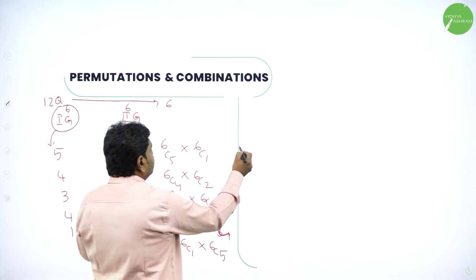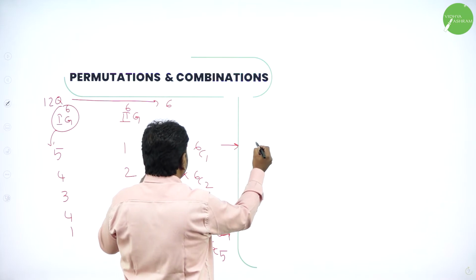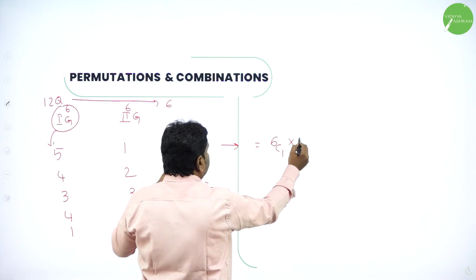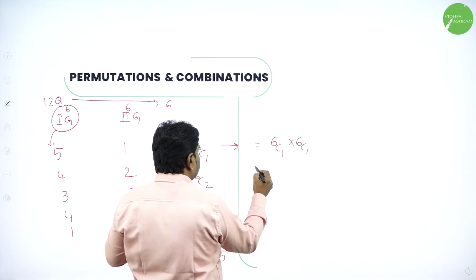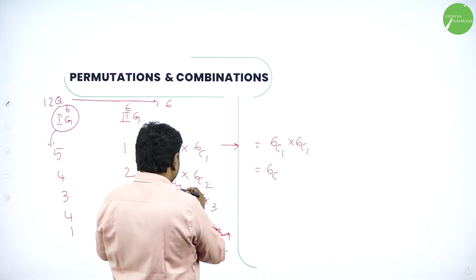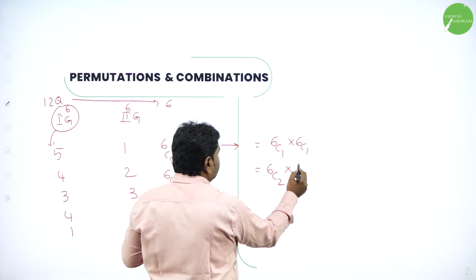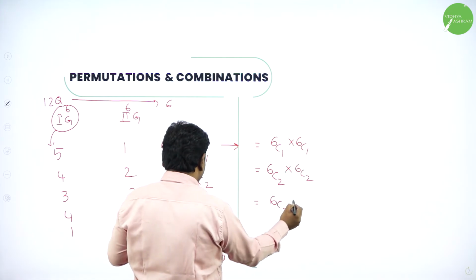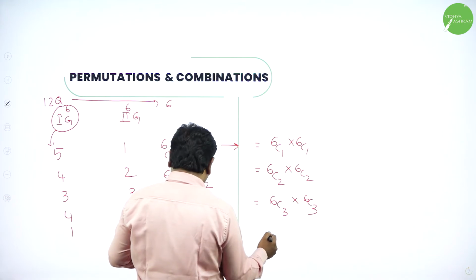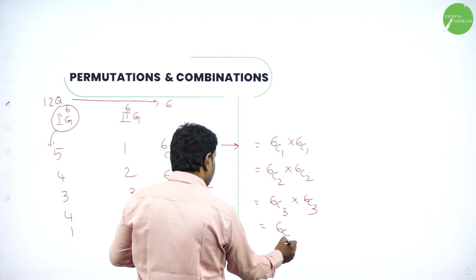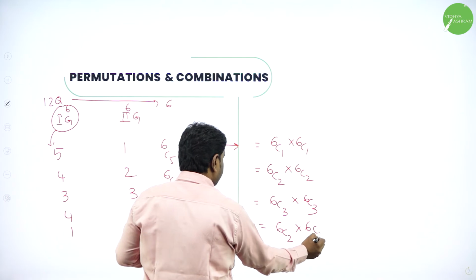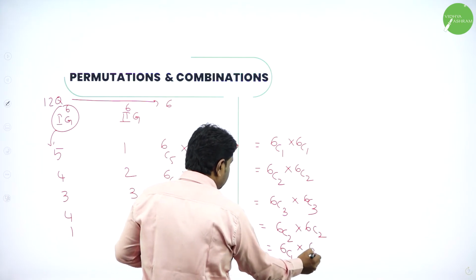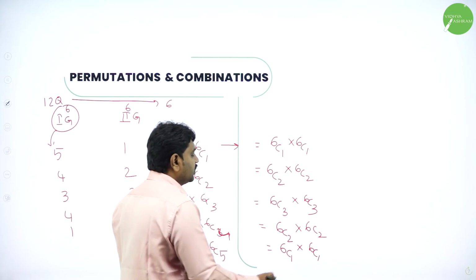Now simplify this. So if you simplify, 6C5 is same as 6C1 into 6C1. And 6C4 is same as 6C2 into 6C2 I will write. This can be written as 6C3 into 6C3. This can be written as 6C2 into 6C2 because 6 minus 4. This is 6C1, let it be simple. Again 6C5 can be written as 6C1.